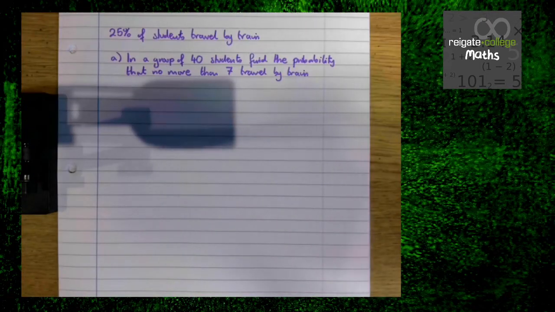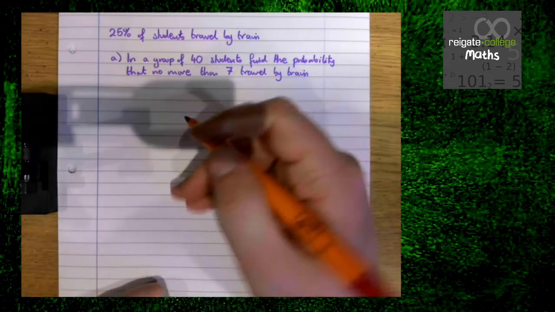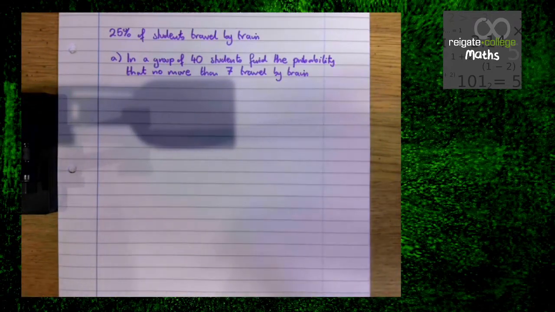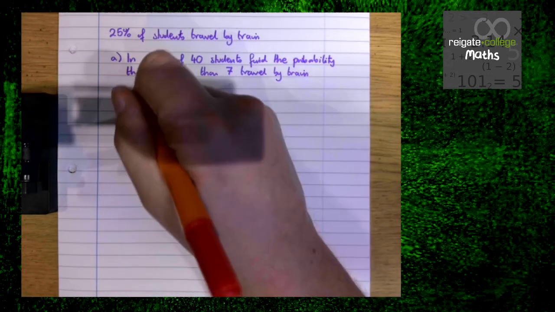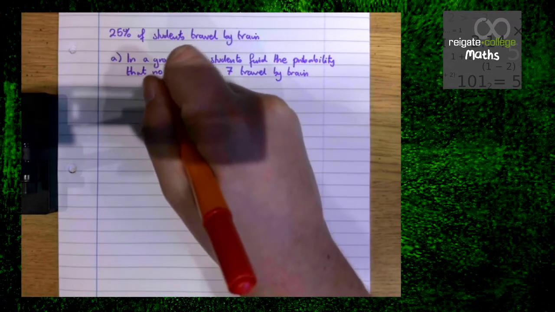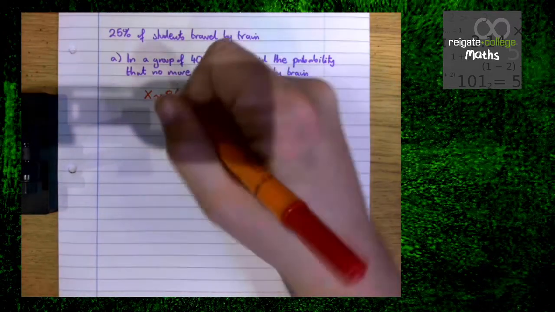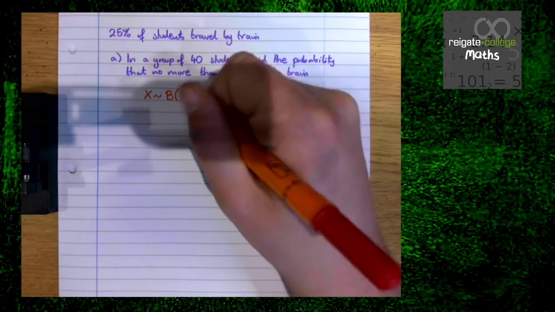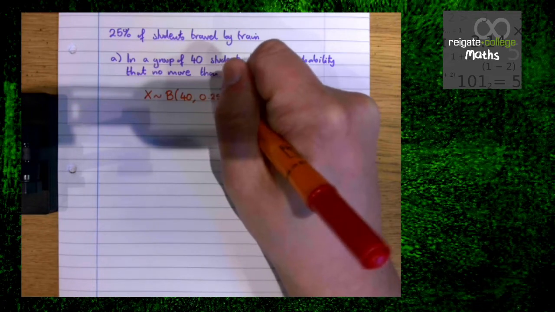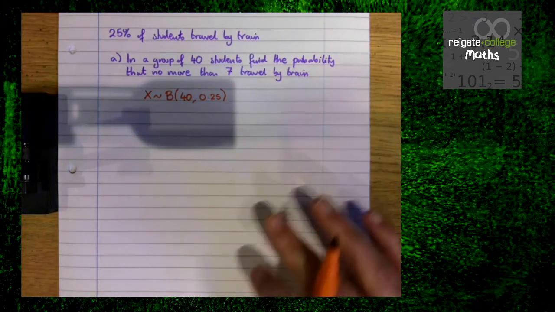So this is the example we're going to start with. 25% of students travel by train. In a group of 40 students, find the probability that no more than 7 travel by train. So we're going to start off by writing our distribution. I know we should explain what x is, but in terms of getting the ball rolling with these, I want to go through the maths of this itself. So we know x is distributed binomially. We have 40 trials, and the chance of success is 1/4.